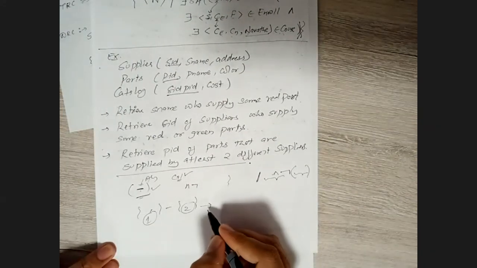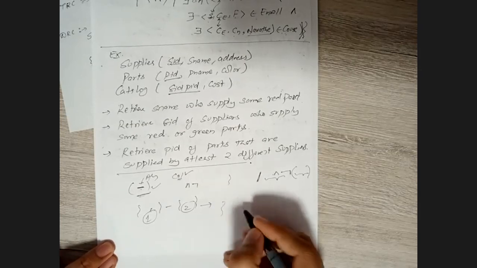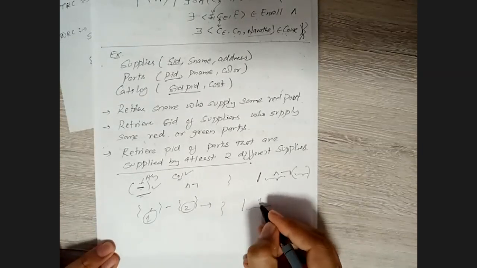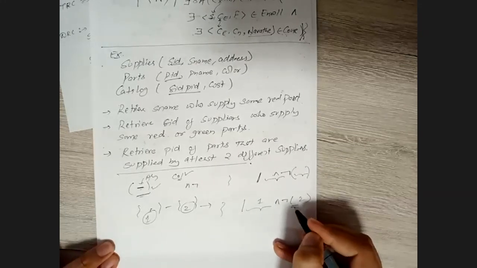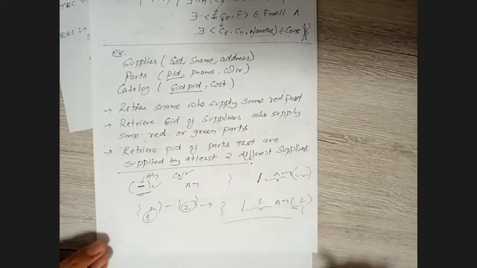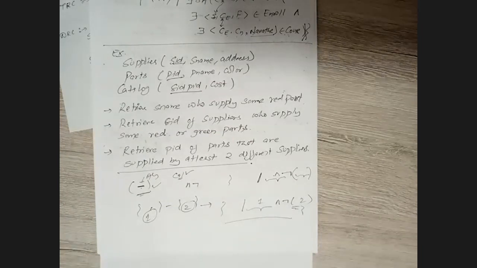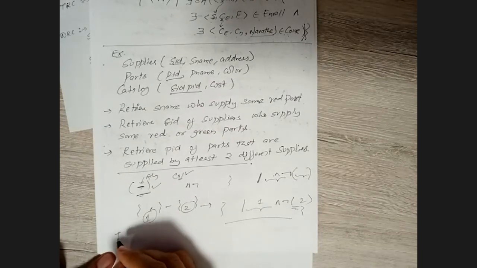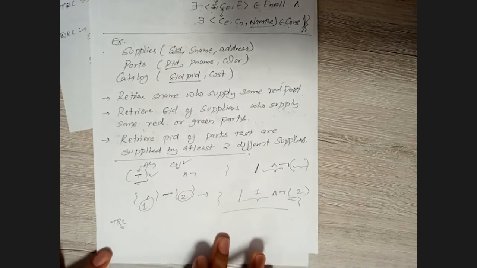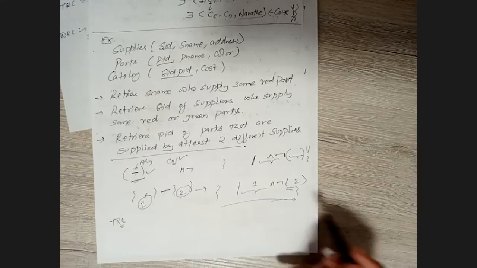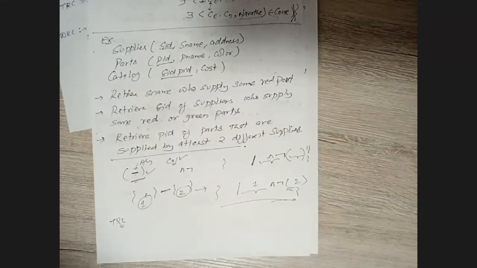If you want to write it in calculus, formulate the query, write the first one here, use AND negation, and write the second one over here. That will be your DRC. The method is the same, because in TRC also I explained one question where there was a use of set difference. In the same way, you can write the query for TRC, I mean DRC, as well. I hope you have understood.